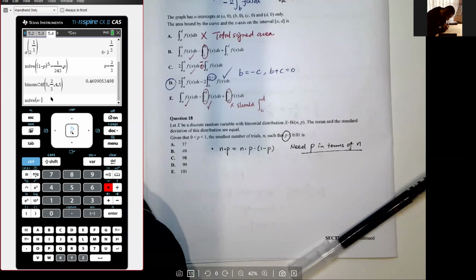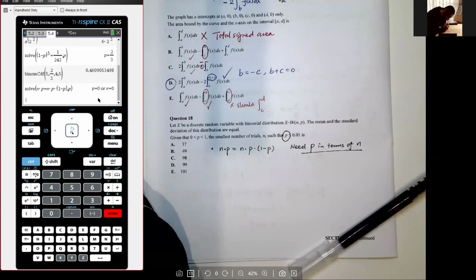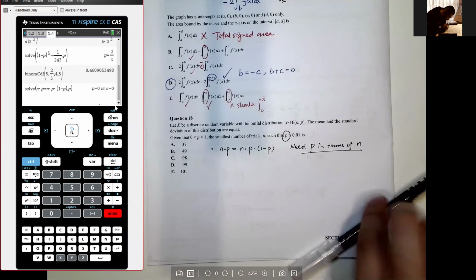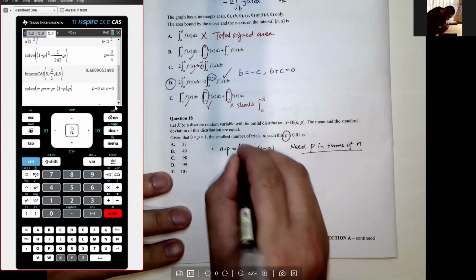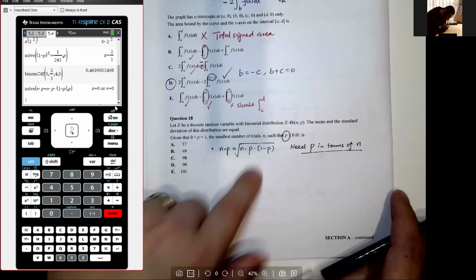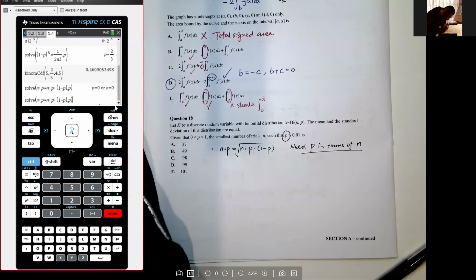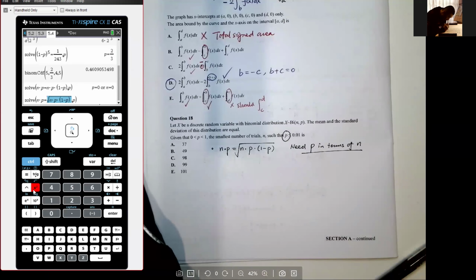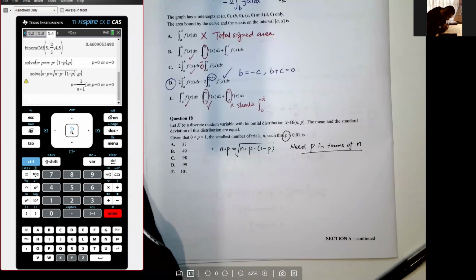Firstly, I'll say n times p equals n times p times (1 minus p), rearrange to get p. Sorry, the standard deviation, bear with me, not a variance. So I have to put a square root here, otherwise it doesn't give me the correct result. So I'm going to get a square root here. That's much better. We ignore p equals 0 and n equals 0 because p must be between 0 and 1.